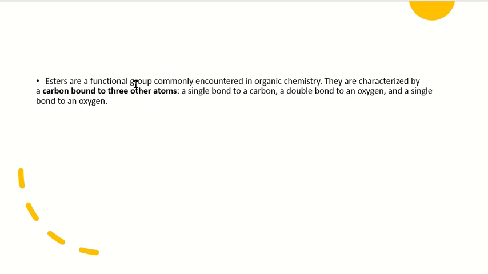Esters are a functional group commonly encountered in organic chemistry. They are characterized by a carbonyl bonded to three other atoms: a single bond to carbon, a double bond to an oxygen, and a single bond to an oxygen. So in this ester group, one carbon atom forms four bonds: a double bond with oxygen, a single bond with oxygen, and a single bond to a carbon. In this way, this is the ester group.